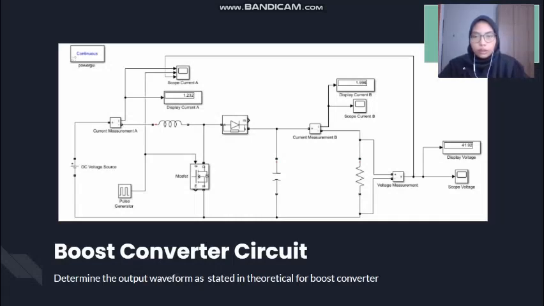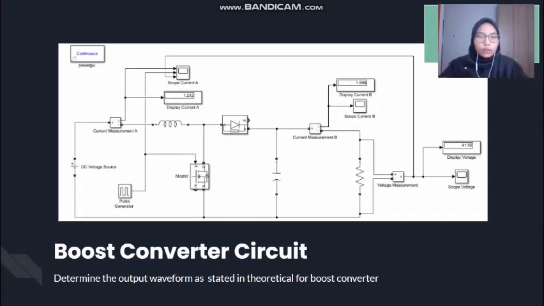This scope is to display the current from the system, and this scope is used to display the waveform for the output voltage. The pulse charging generator works to produce the pulse in sinusoidal.